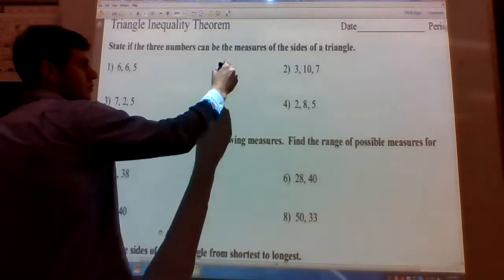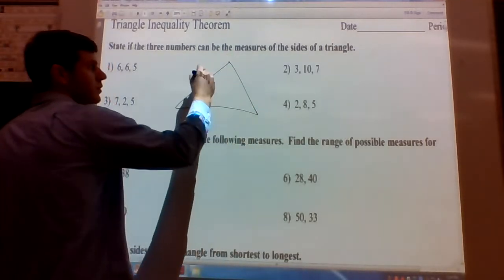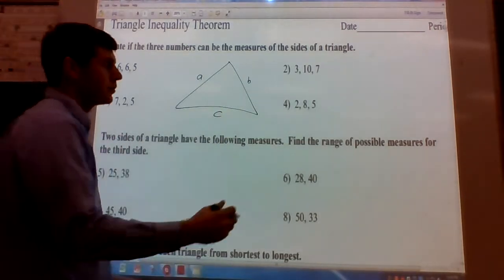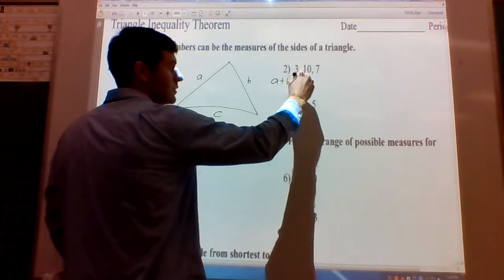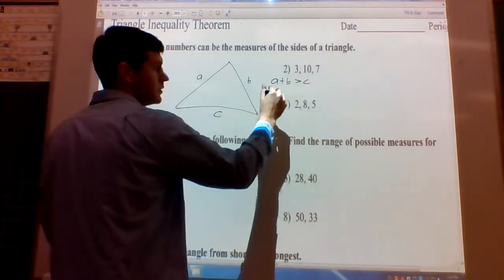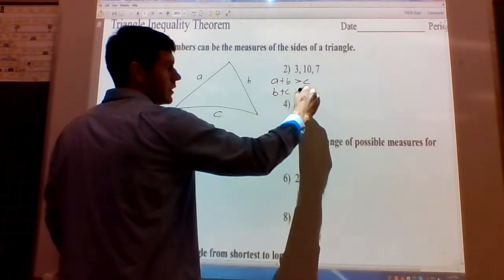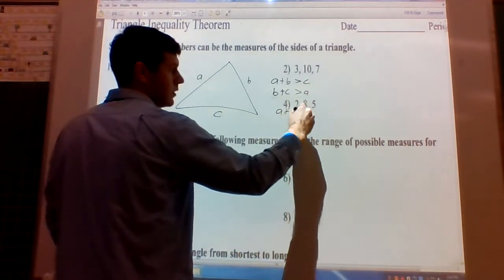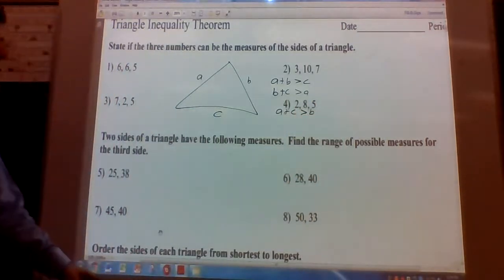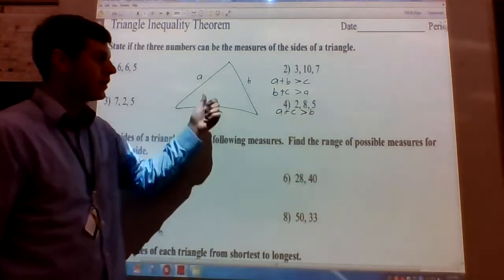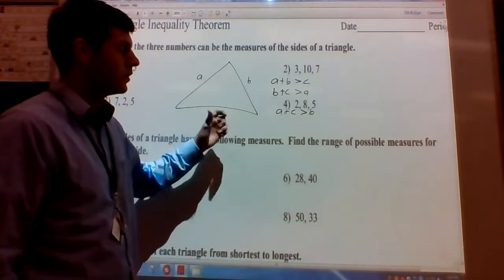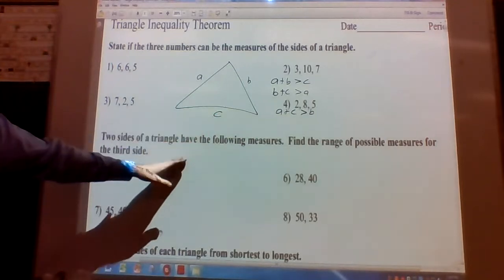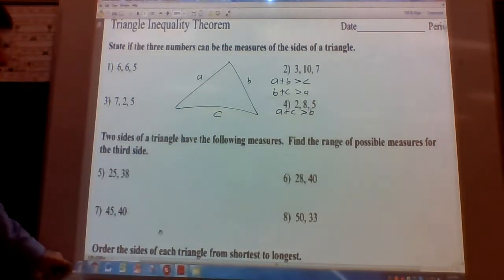So again, just to recap, if we have 3 sides, A, B, and C, A plus B has to be greater than C. B plus C has to be greater than A. And A plus C has to be greater than B. Any 2 sides of the triangle are going to have to add up to more than the length of the third side.